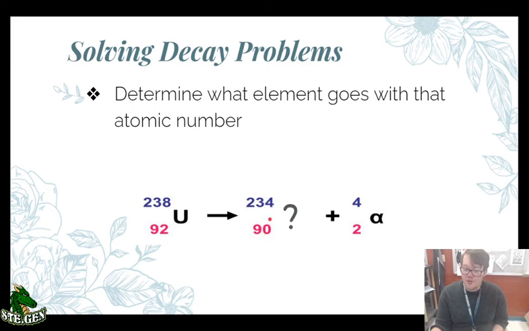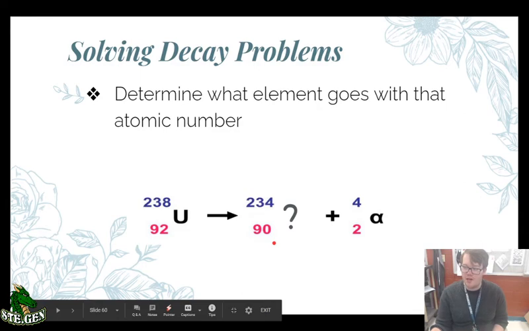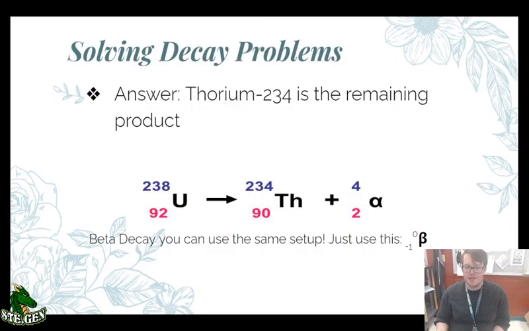And then from here, you now know an atomic number. You have a new one, so you can go to the periodic table. You can look at 90. I see that 90 is thorium. Thorium is going to be the result of uranium-238 going through alpha decay, and specifically it would be thorium-234. Beta decay will use the same setup. It's a little more complicated.